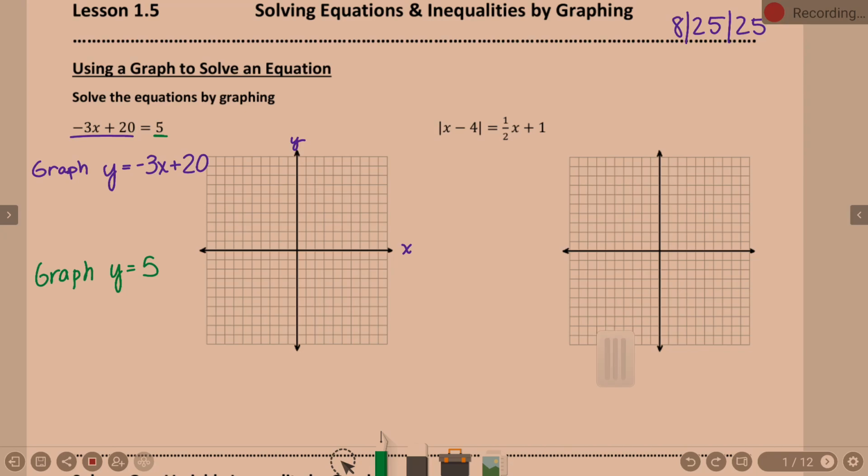Okay guys, we've already talked about it a little bit this year. How do you graph y equals negative 3x plus 20? I reviewed it, we've talked about it. What do you know? What form is this in? Is there a slope-intercept form here? Okay, we are looking at y equals mx plus b. So with that in mind, what's my slope and what's my intercept?